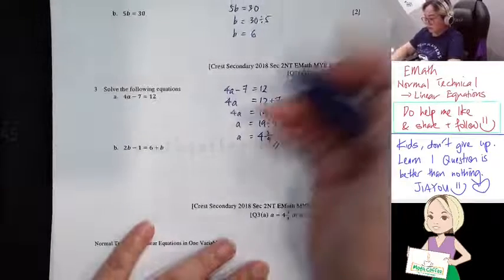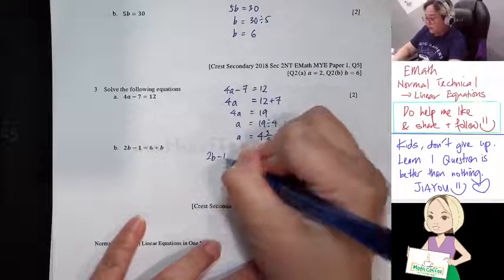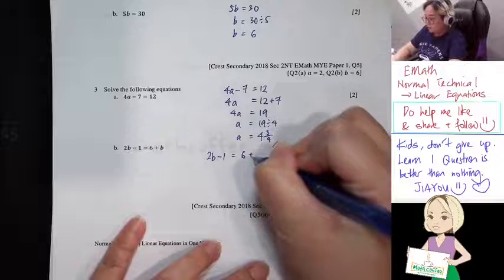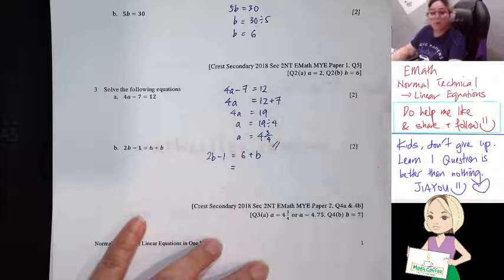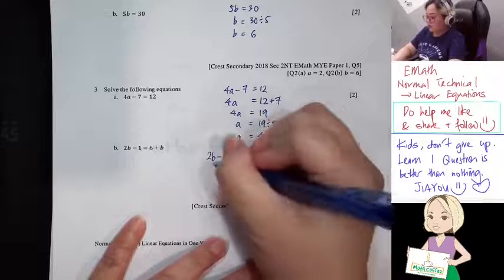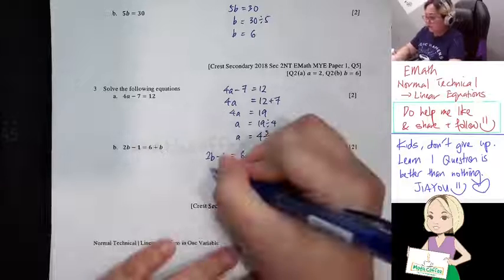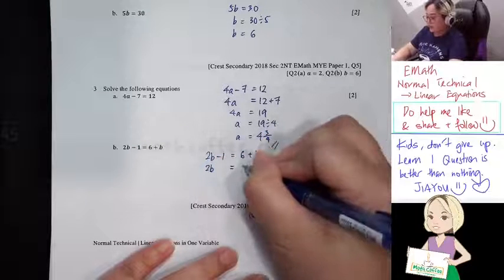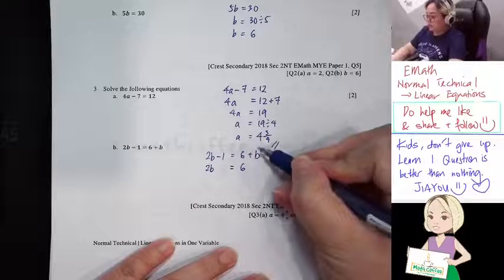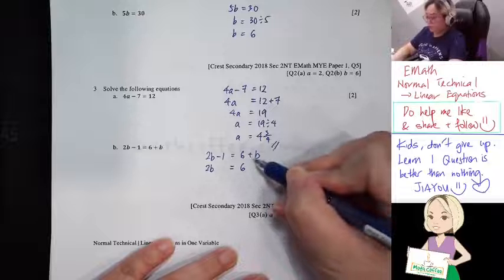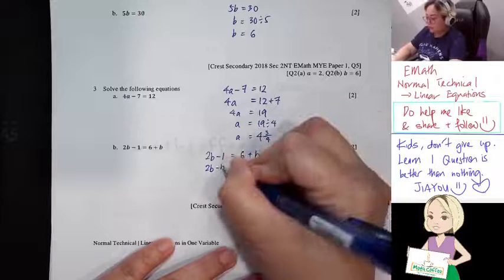Okay, next. 2b minus 1 is equals to 6 plus b. So same thing, keep the equal first. Okay, you need to decide what stay on their side. So 2b will stay, 6 will stay. So I'm going to bring this plus b over to the left hand side. So it becomes minus b.